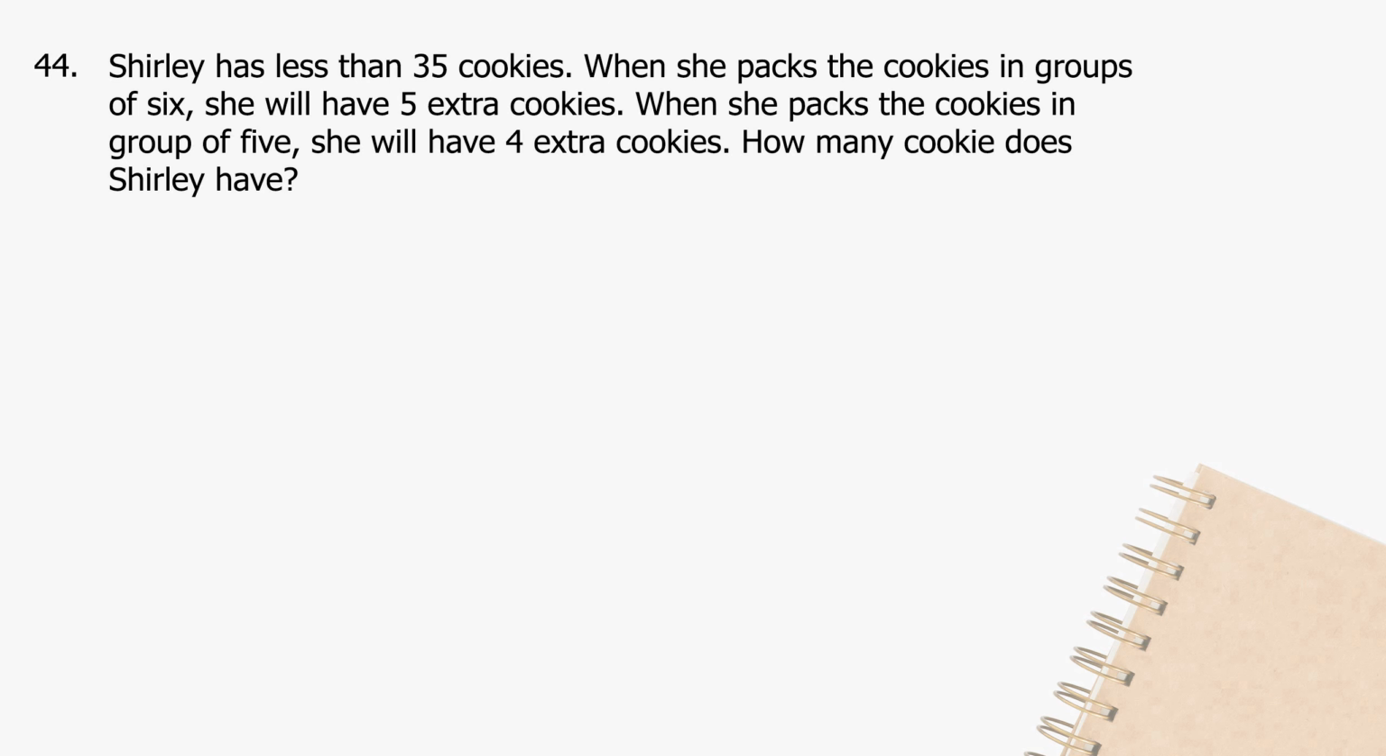Question 44. Shirley has less than 35 cookies. When she packs the cookies in groups of 6, she will have 5 extra cookies. When she packs the cookies in groups of 5, she will have 4 extra cookies. How many cookies does Shirley have?